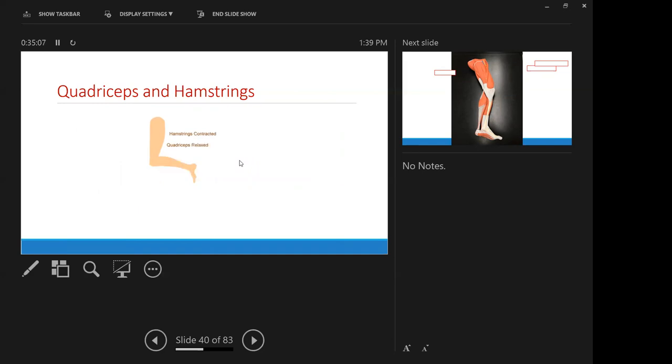So consider what we're doing right now. We've just extended the lower leg. Now we flex the lower leg. The hamstrings allow us to flex the leg. The quads allow us to extend the lower leg. What did we say back here?